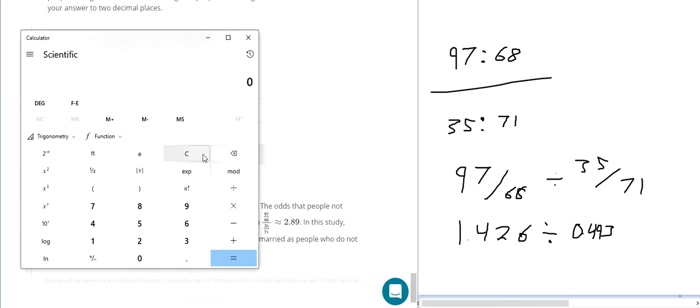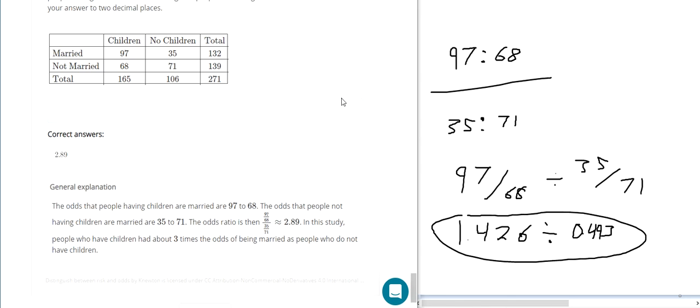35 divided by 71, that looks good. I must have typed something in wrong. Yeah, I typed something wrong here at the end. 1.426. I don't know what I did, but 2.89. I just messed up punching this last part in the calculator.